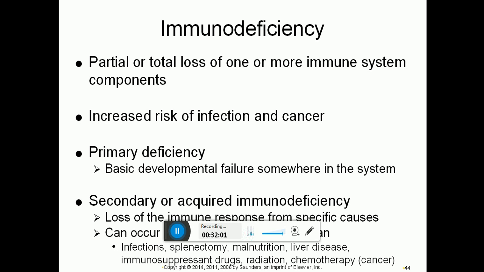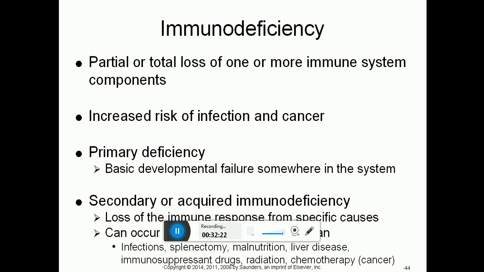The case of immunodeficiency is where the patient's immune system is not working, and that's very dangerous because it leads to increased risk of infections and cancers. It could be primary or secondary. Primary pretty much means that we don't know why it happened. It's just that the immune system failed and we're not sure why.